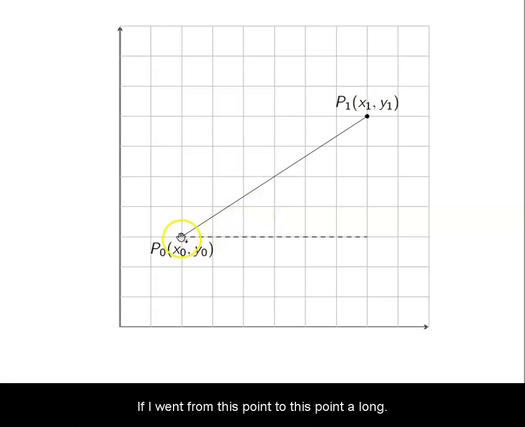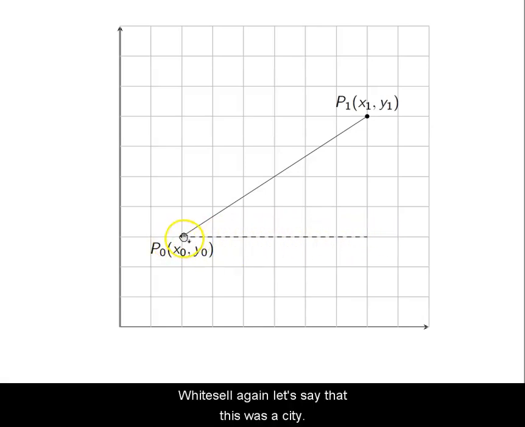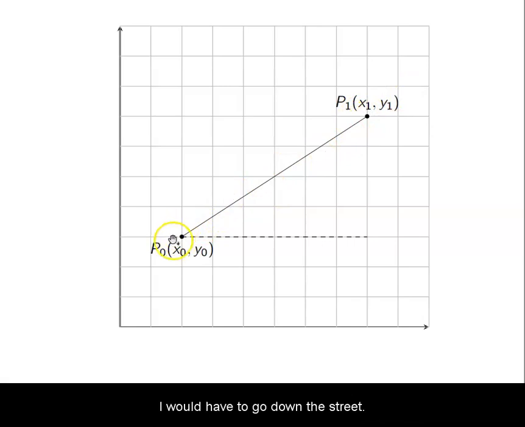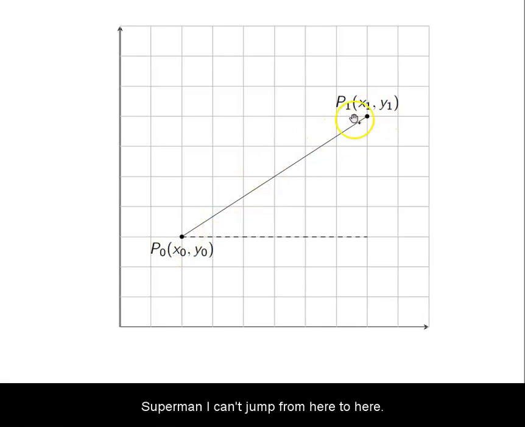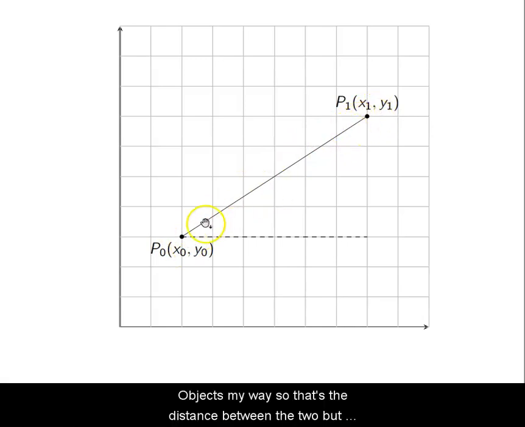If I went from this point to this point along the horizontal, okay, parallel to the x-axis, right? So again, let's say that this was a city. If I wanted to get from here to here, I can't go through buildings, okay? I would have to go down the street a few blocks and then go up the street a few blocks in order to get to my new point. I'm not Spider-Man or Superman. I can't jump from here to here, okay? There would be objects in my way. So that's the distance between the two. But in order to get there, I would kind of have to go in a roundabout way. So think about it that way, right?